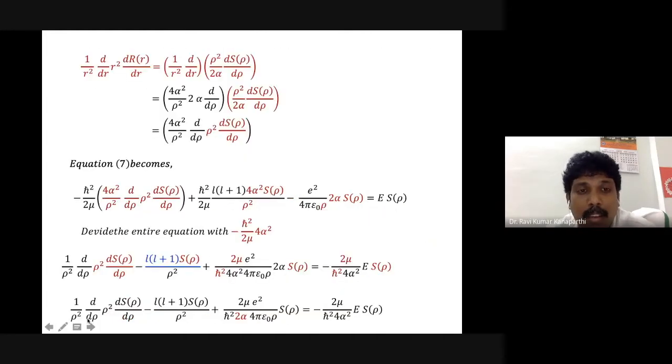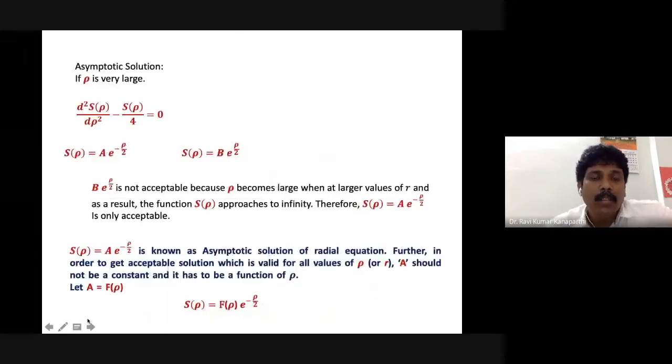Okay, now further, having obtained this one, how do we solve this expression? Well, we will proceed like a simple harmonic oscillator. You remember that we assumed the asymptotic solution initially for the simple harmonic oscillator. The same thing we will follow here also.